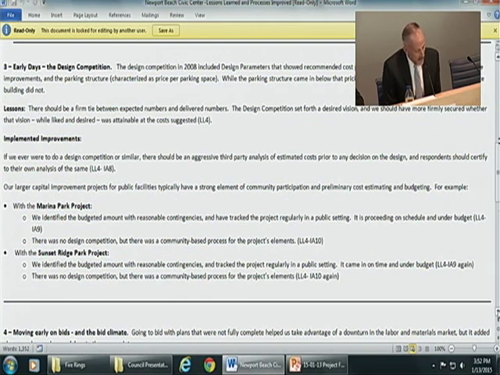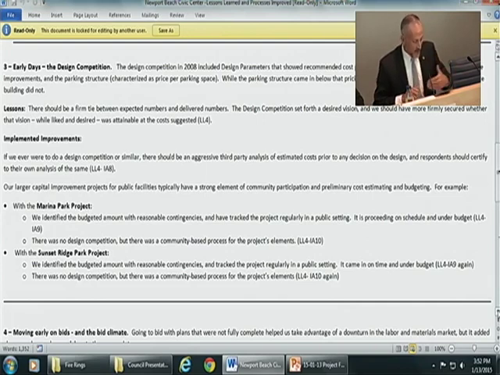We think that the design competition parameters, if you go and look at those, did set a recommended cost per square foot for the city office building, the site improvements, and the parking structure. Sorry, the parking structure's improvements were characterized as price per space. The parking structure did come in below that pricing, but the site improvements and the city office building did not. In fact, the city office building wasn't close to that number.